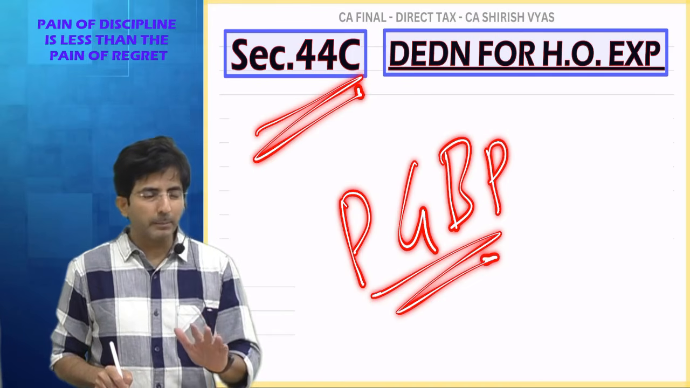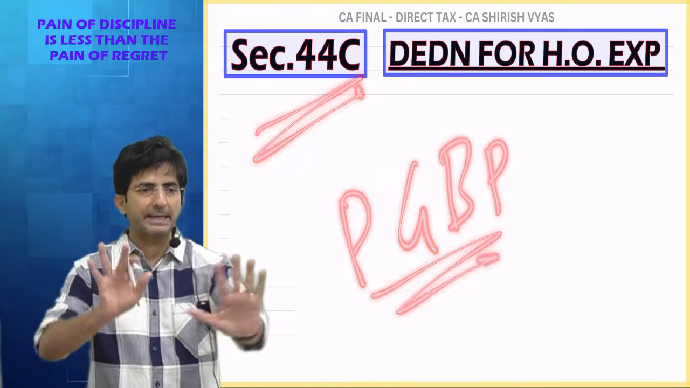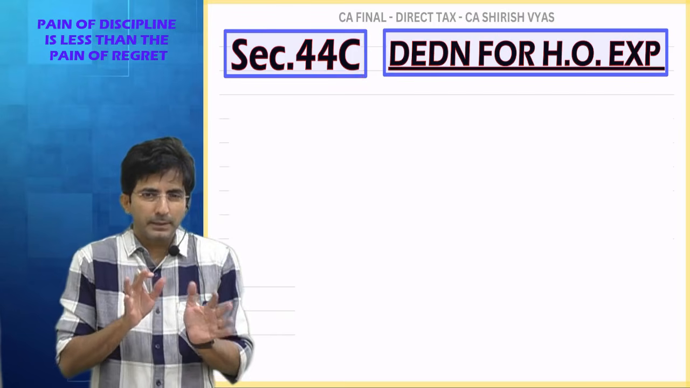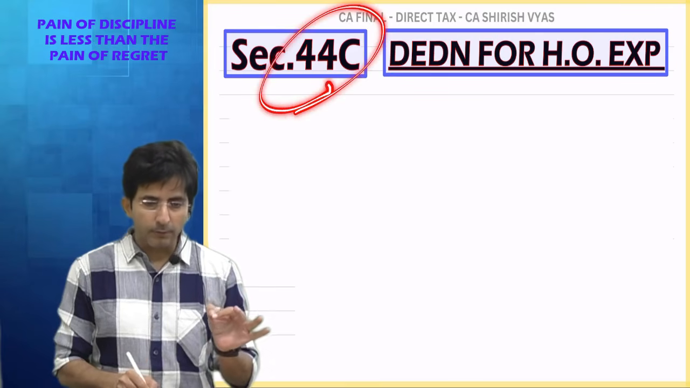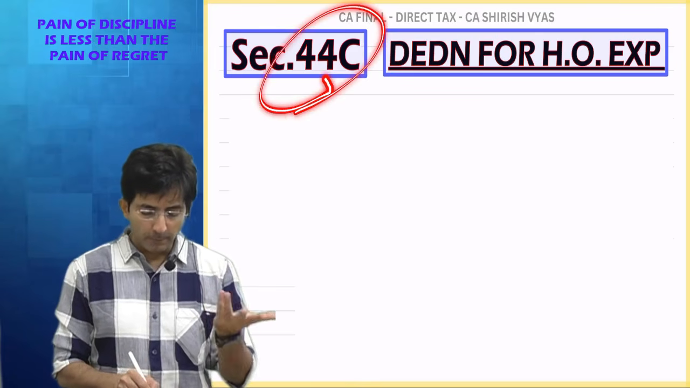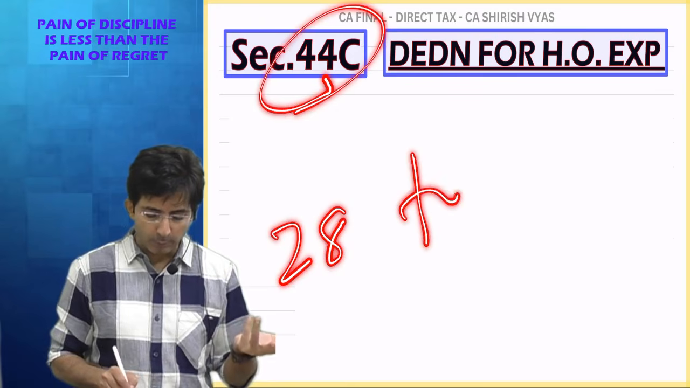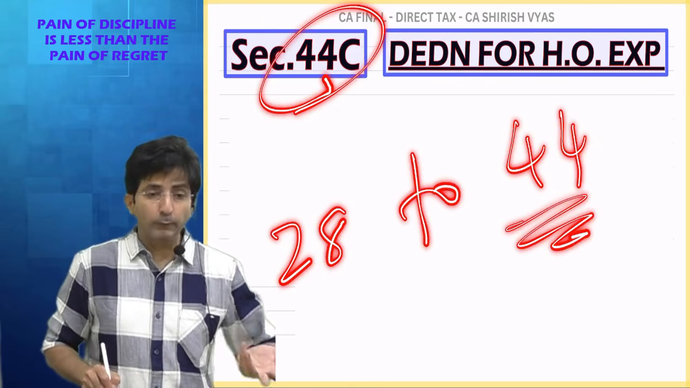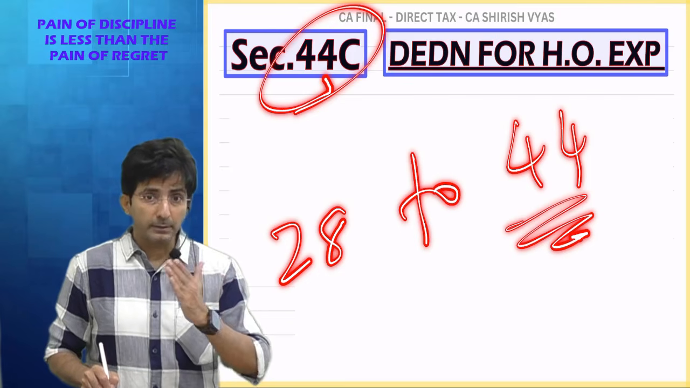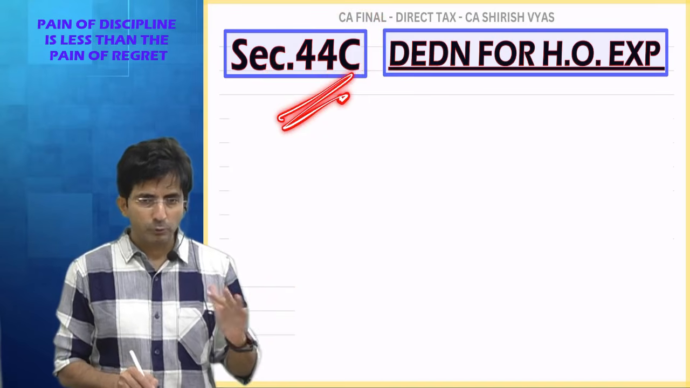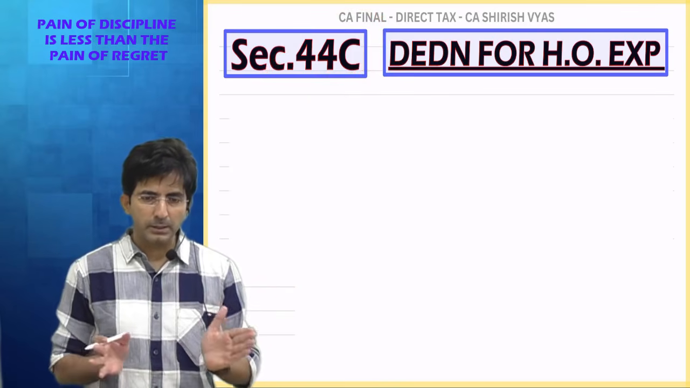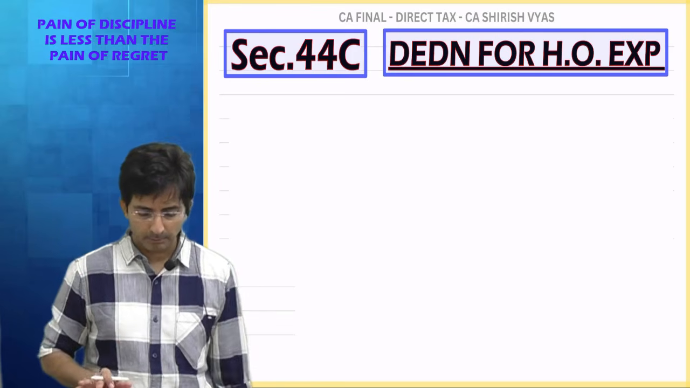But our study material has kept this topic in NR taxation because it is something special for non-resident. But technically, this section is from the family of PGBP. If you remember, already in PGBP there were sections from 28 to, there were many 44s. At the end, we had done some 44 sections in PGBP. So it is amongst them only. So it is a section from PGBP, but we are studying it in NR taxation.